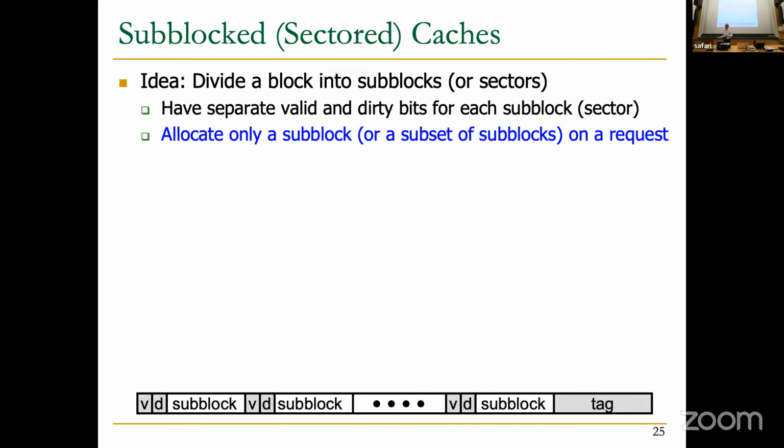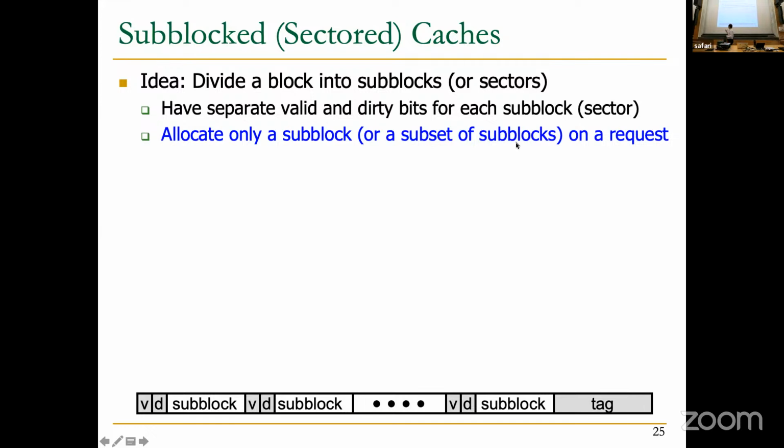Replicate the valid and dirty bits with the sub-blocks. So associate valid and dirty bits with sub-blocks. The general idea is to divide a block into sub-blocks, also called sectors, and have separate valid and dirty bits for each sub-block or sector. And allocate only a sub-block or a set of sub-blocks on a request.